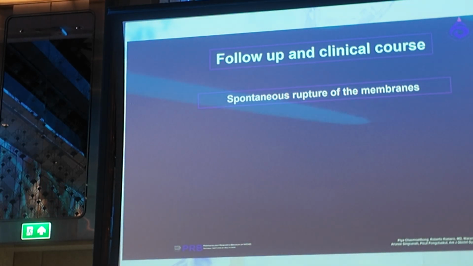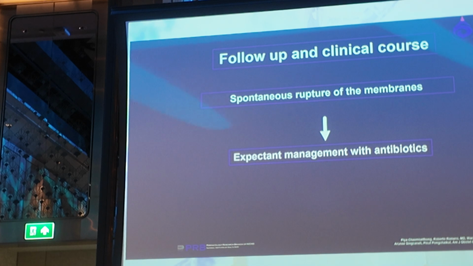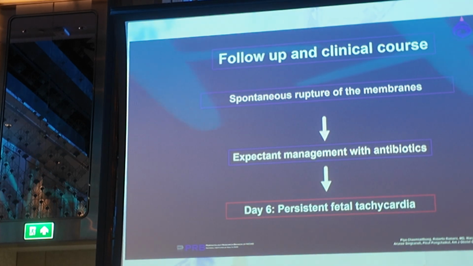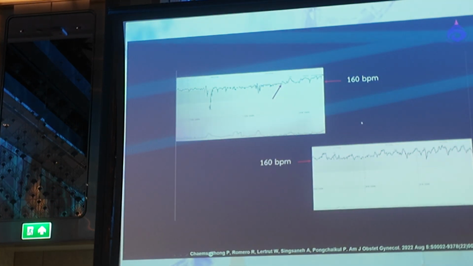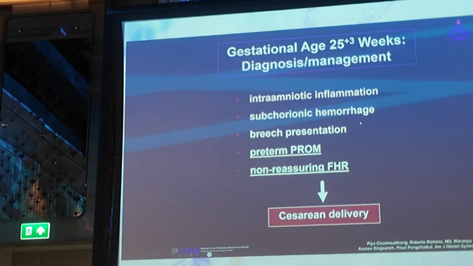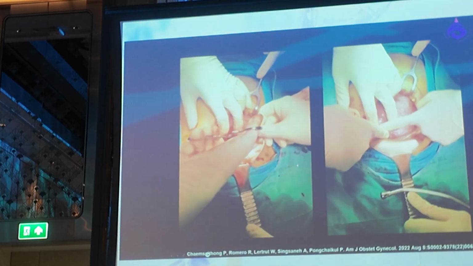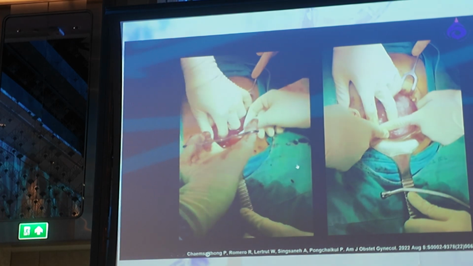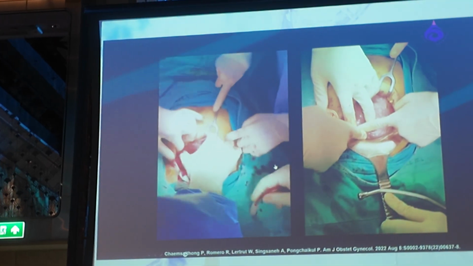Now, the follow-up is that the patient had ruptured membranes. There was expectant management despite antibiotics. On day 6, there was a persistent fetal tachycardia, and with this fetal tachycardia, a cesarean section was performed because of a non-reassuring fetal heart. This is the case, cesarean section is performed, and look at what comes out.